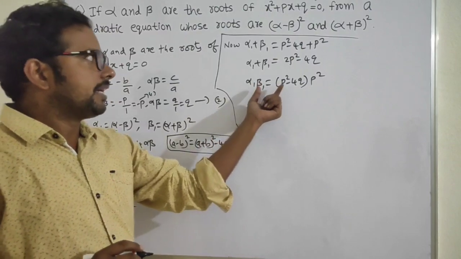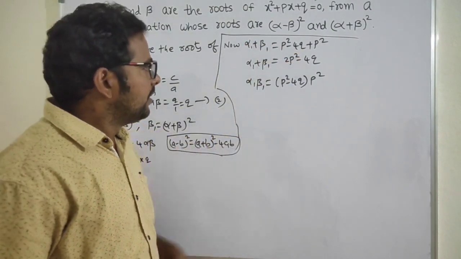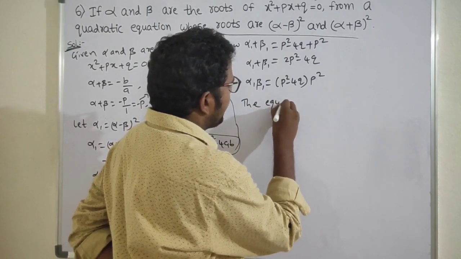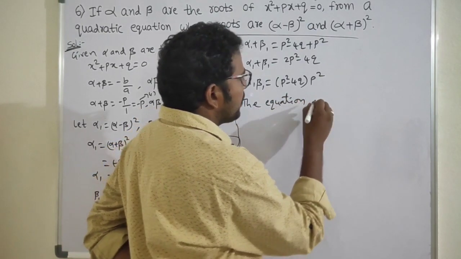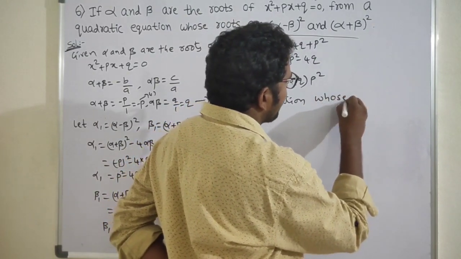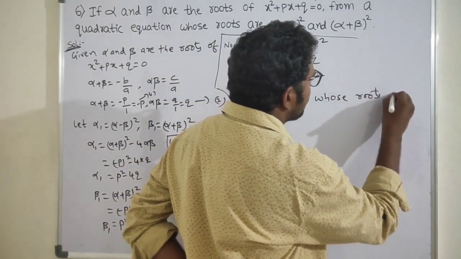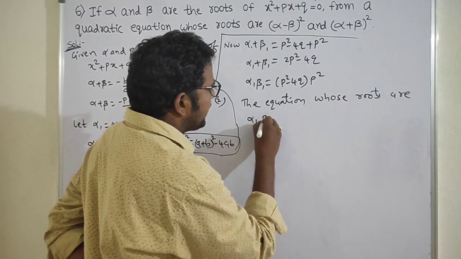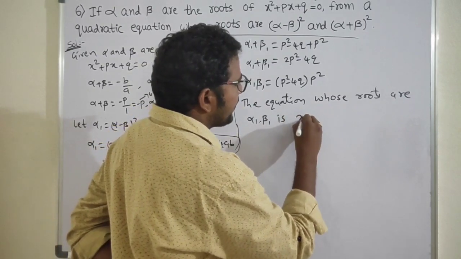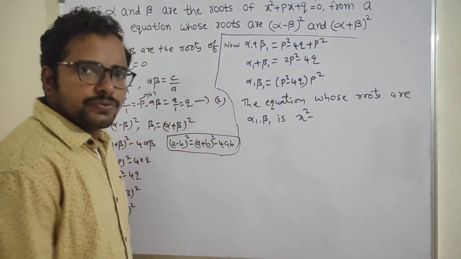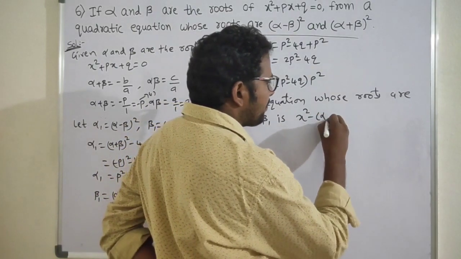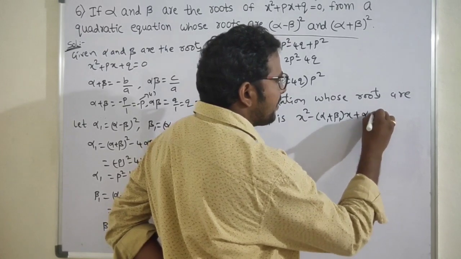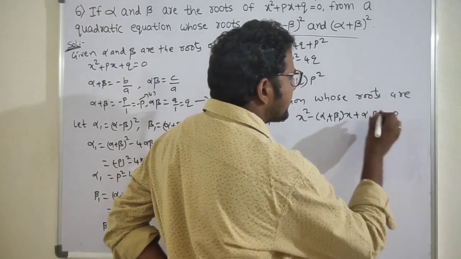This is alpha 1 beta 1. This is alpha 1 plus beta 1. Now the equation whose roots are alpha 1, beta 1 is x square minus (alpha 1 plus beta 1) into x plus alpha 1 beta 1 equals 0. This is the required equation.